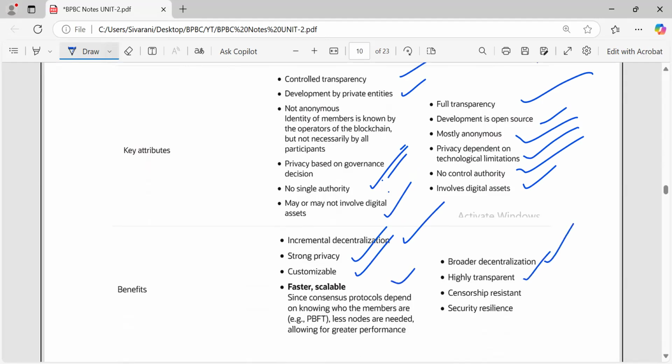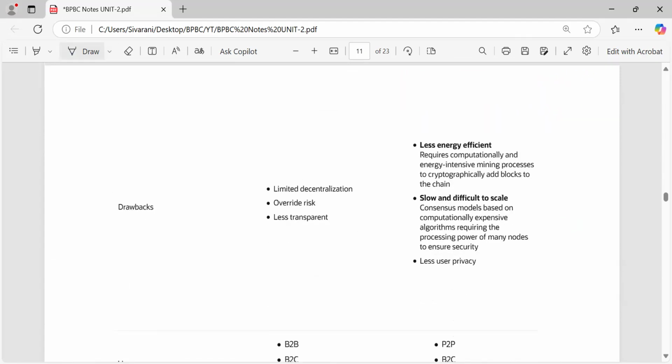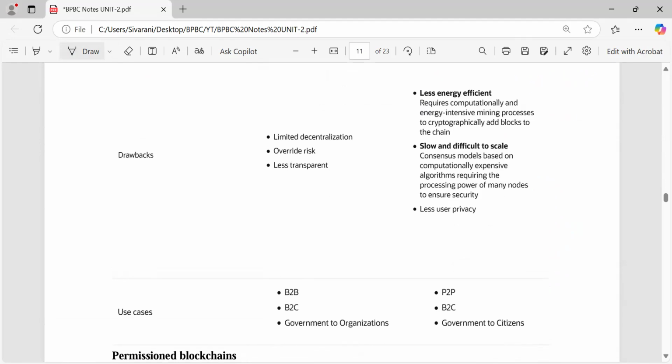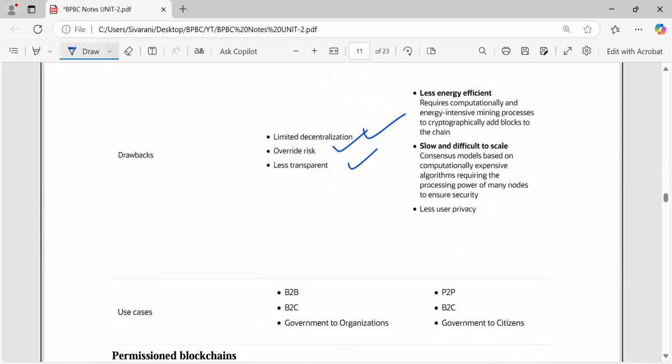Broader decentralization, highly transparent, censorship resistant, security resilient. These are the benefits. And the drawbacks: limited decentralization, override risk, less transparency, less energy efficient, slow and difficult to scale. Use cases are business to business, business to consumer, government to organization. It is a peer-to-peer network, business to consumer, and government to citizen.